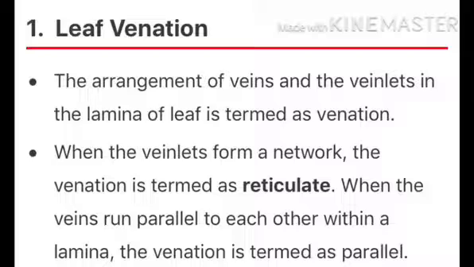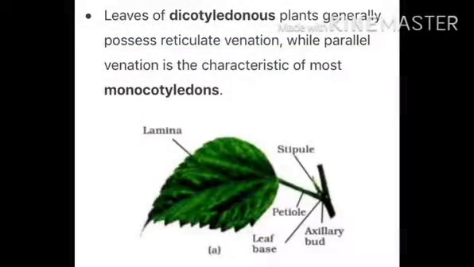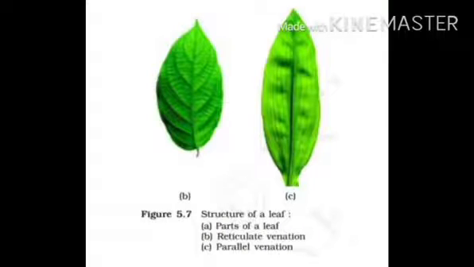Plants lose water in the form of water vapor through tiny openings in leaves. This process of losing water by leaf is called transpiration. I will explain a little more about transpiration after some time in this video. Leaves of dicotyledonous plants generally possess reticulate venation, while parallel venation is the characteristic of most monocotyledonous plants. See the leaf venation.